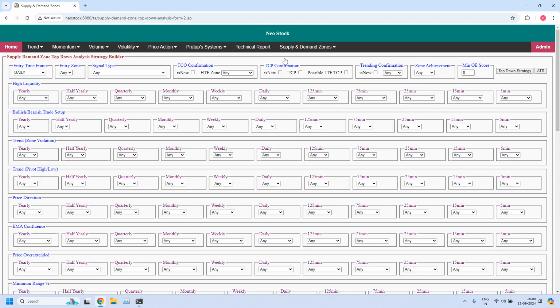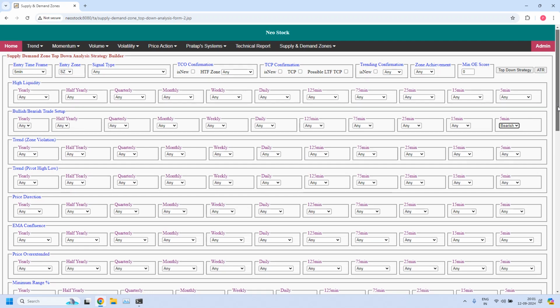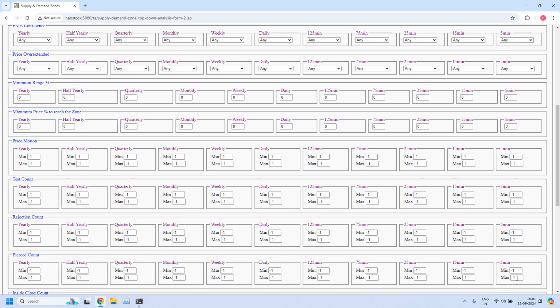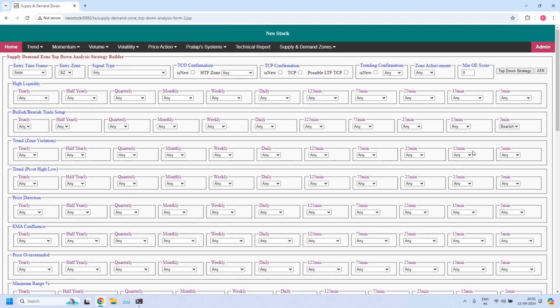Okay, fine. Next, let us look for bearish trade setup for hourly income trade. So entry time frame 5 minutes, entry zone, supply zone. In bullish or bearish trade setup at 5 minutes, I am selecting bearish. And if this is a 5-minute supply zones should not be pierced. So in the pierced count, in the 5 minutes time frame, minimum value I am setting 0, maximum value I am setting 0. Zone achievement should be violated opposing zone.